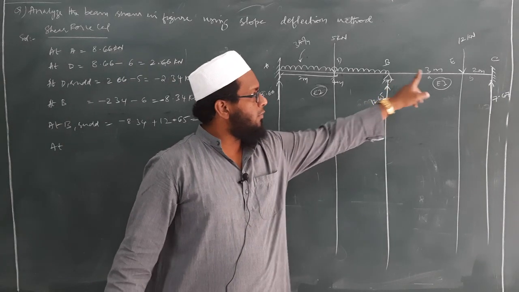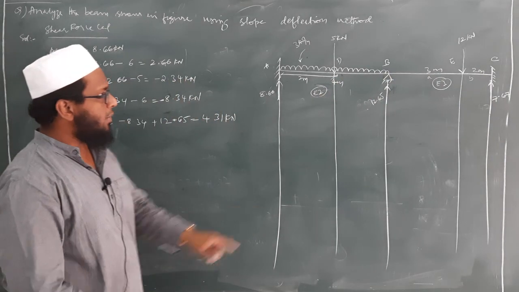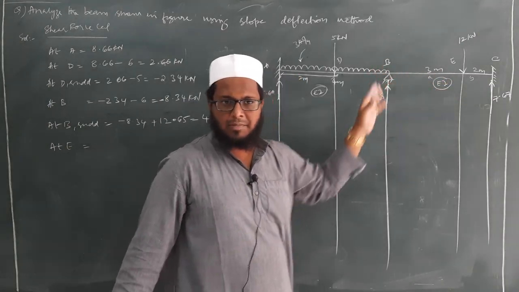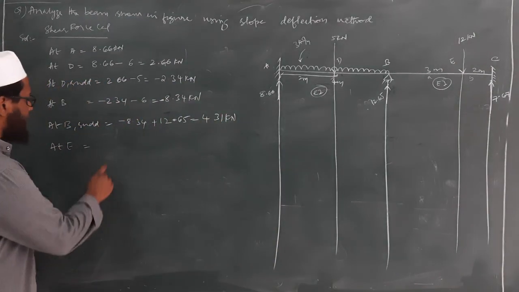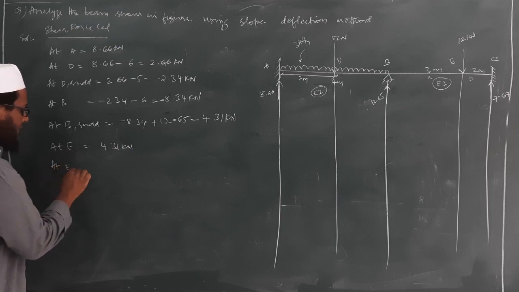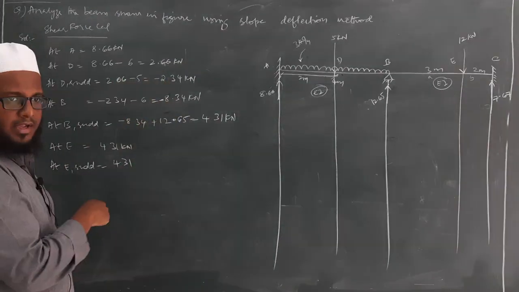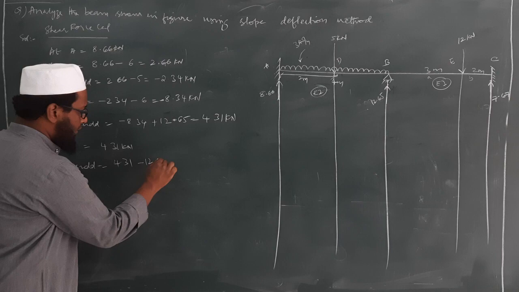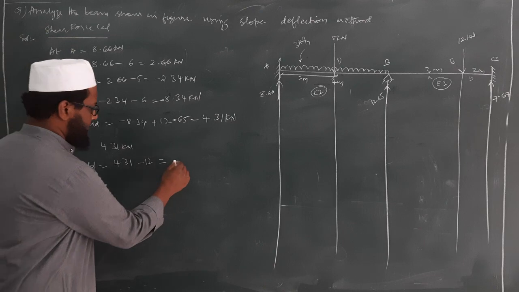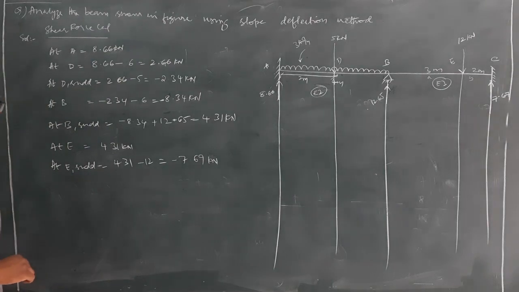Okay. Next, this is over. Now we'll move to point E. So I'm coming from B to E. Do we have any load in between B and E? No load. So what happens? Take down the previous value, that is 4.31 kilonewton. Again at E we have a point load. So at E suddenly the previous value is 4.31. The point load is going in downward direction. So minus 12. How much? Minus 7.69 kilonewton.